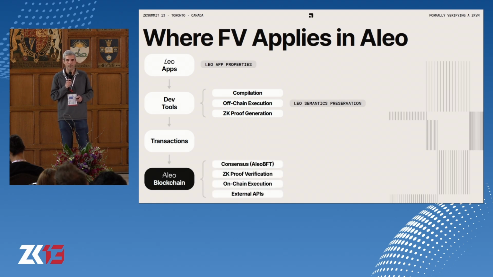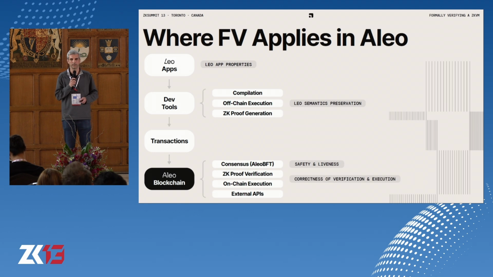And also in the blockchain itself, there is a consensus layer to organize the transactions into blocks. There's the mechanics of zero-knowledge proof verification, on-chain execution, and so on. For consensus, we want to show liveness and safety properties. For zero-knowledge proof verification and on-chain execution, we want to show correctness. Is it doing the right thing? So that's where it applies.